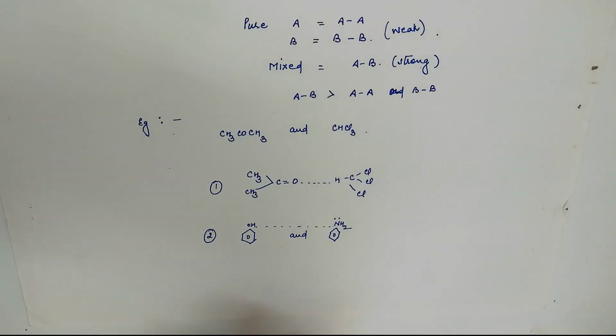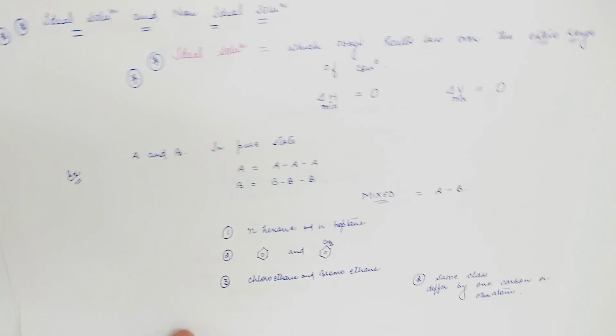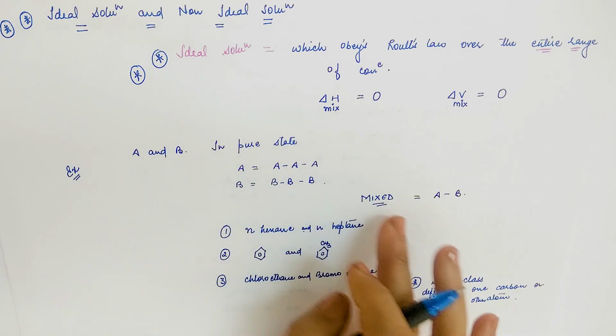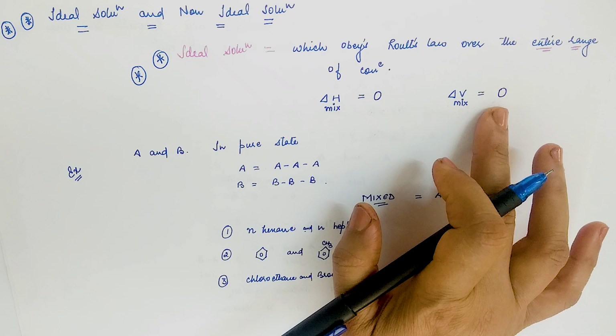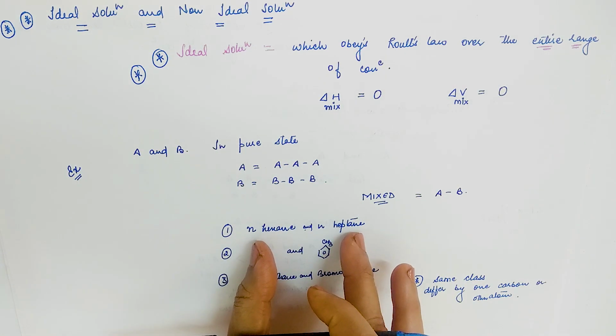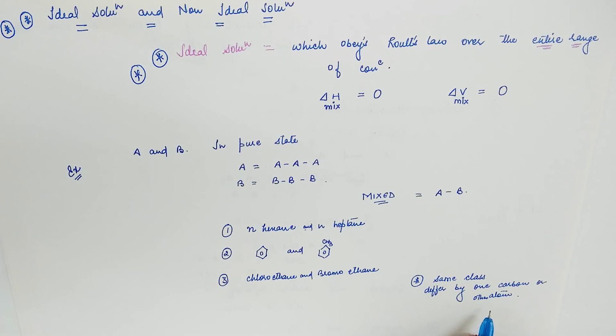Okay, children. So hope it's very clear. When we are talking about the ideal solution, the two forces before mixing and after mixing are the same. The delta H of mixing and delta V of mixing are equal to 0. This class of compounds has examples of compounds which belong to the same class and differ by only one atom, either carbon or any other atom. So this class of compounds is an example of ideal solution.